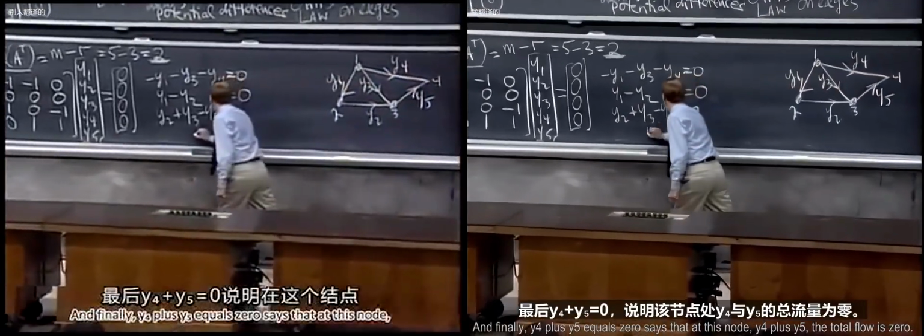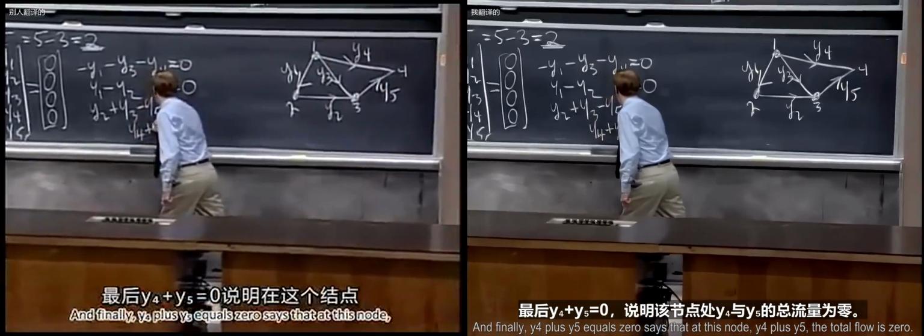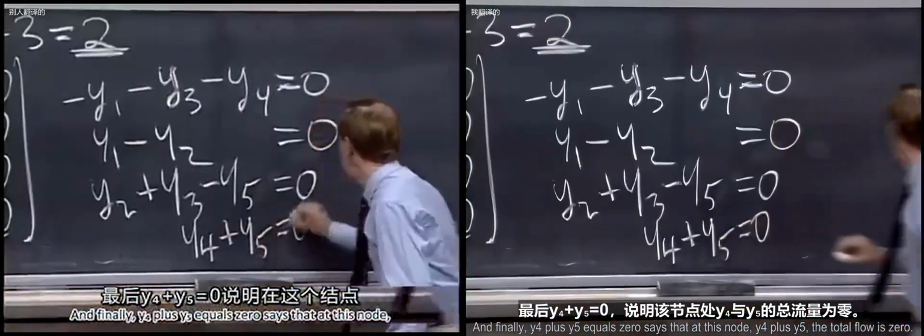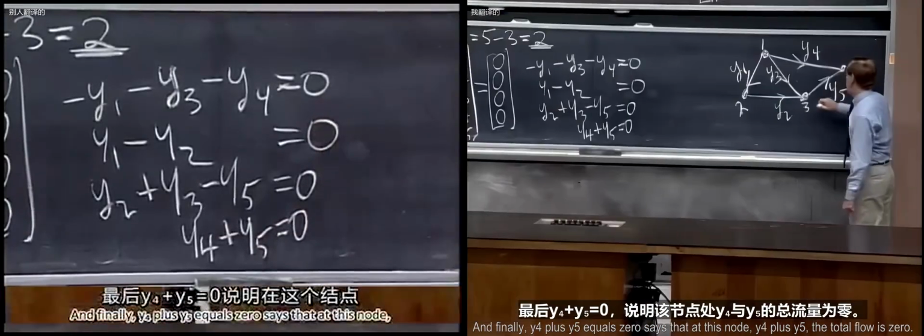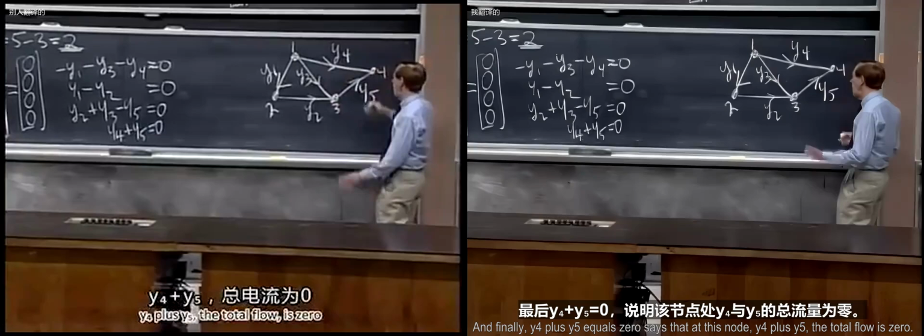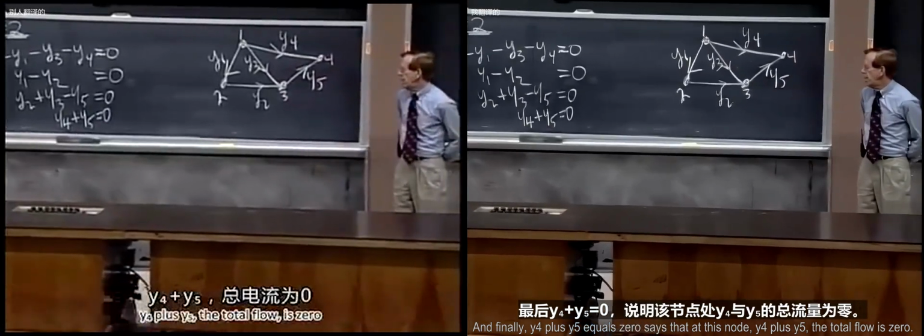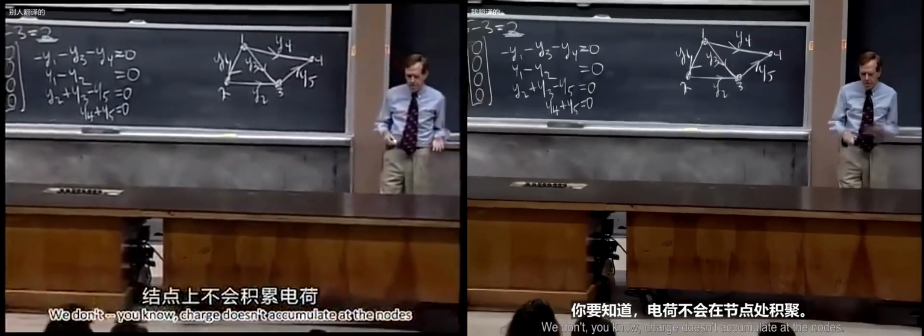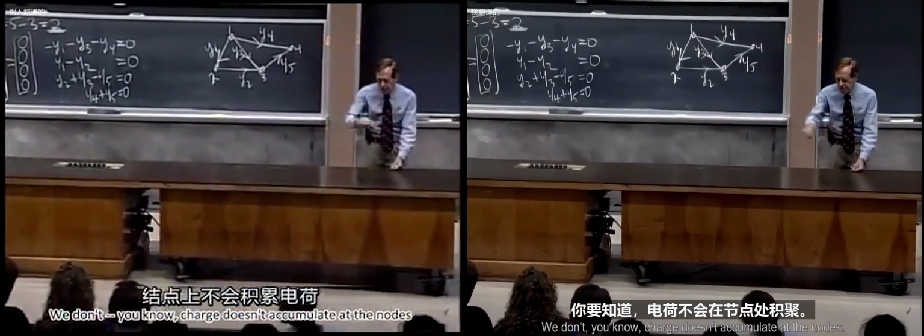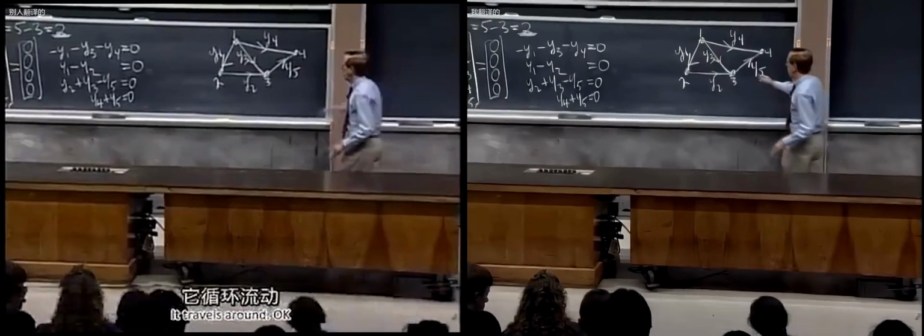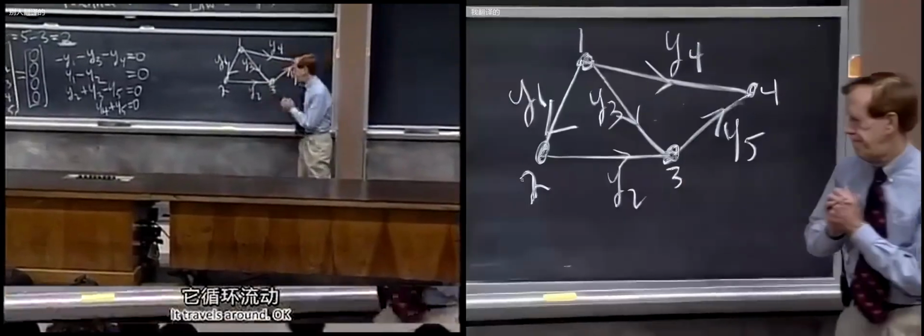And finally, Y4 plus Y5 equals 0 says that at this node, the total flow is 0. Charge doesn't accumulate at the nodes. It travels around.